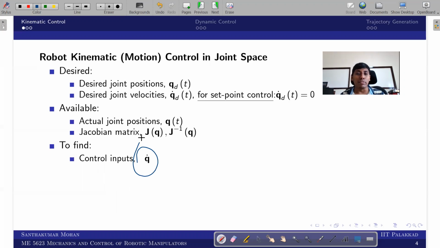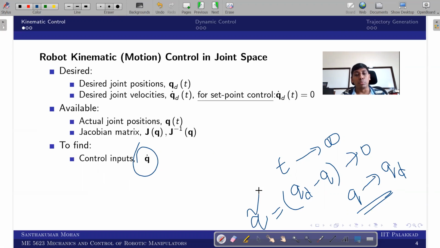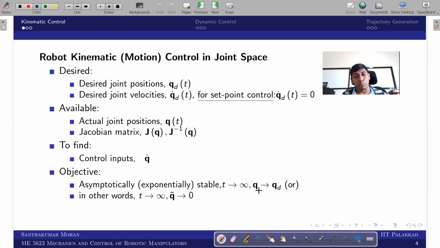And what would be the easiest way? You can bring stability where t tends to infinity. You can say that q desired minus q tends to 0. In the sense, q tends to q desired when t tends to infinity. If this is the case, one of the easiest ways is to assume that it is asymptotically stable, where q tilde, as I call it, is assumed to be an exponentially stable condition. So the objective is asymptotic stability, where as t tends to infinity, q tends to q desired. In other words, as t tends to infinity, q tilde tends to 0.